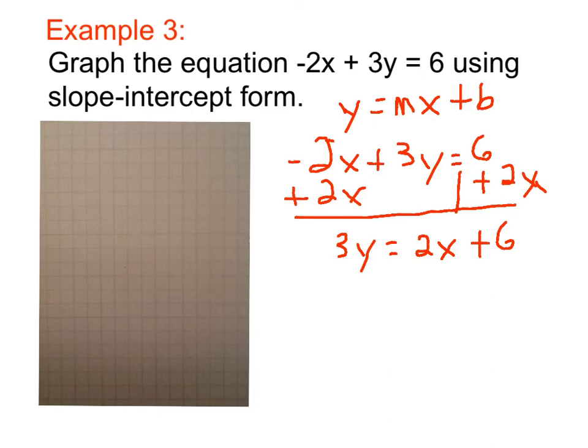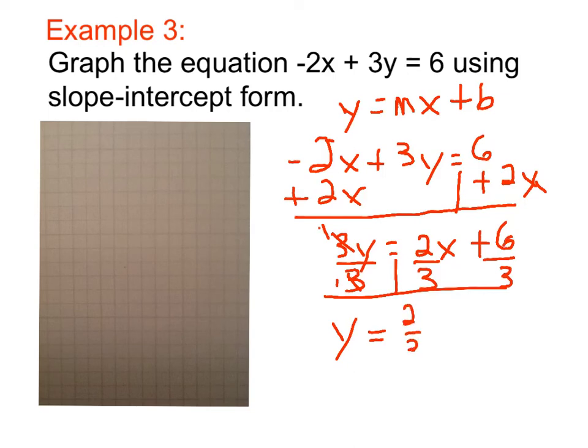Y is still not by itself. It's being multiplied by 3, so we have to undo the multiplication here. Well, the opposite of multiply by 3 is divide by 3. So if we do that, that will simplify and give us 1y on the left side. But if we divide the left side by 3, we've got to divide everything else by 3. So 2 divided by 3, we're just going to leave it as 2/3, so that's our x. 6 divided by 3 is 2.